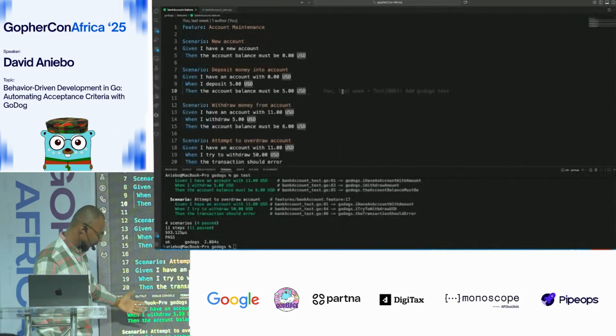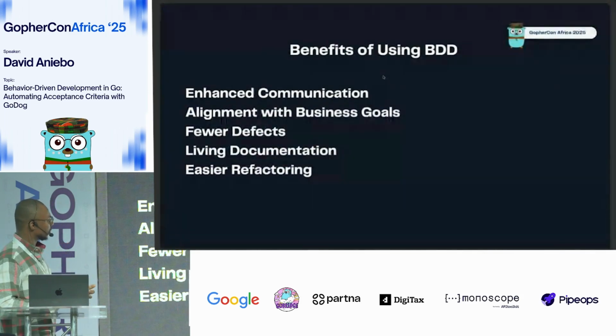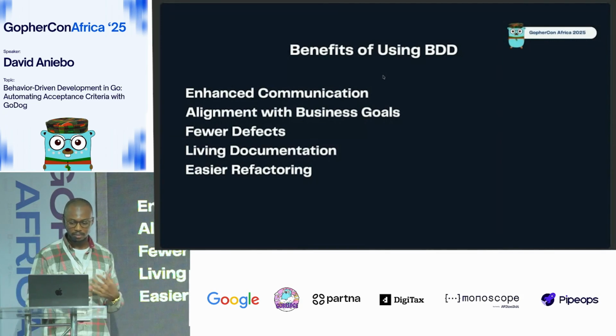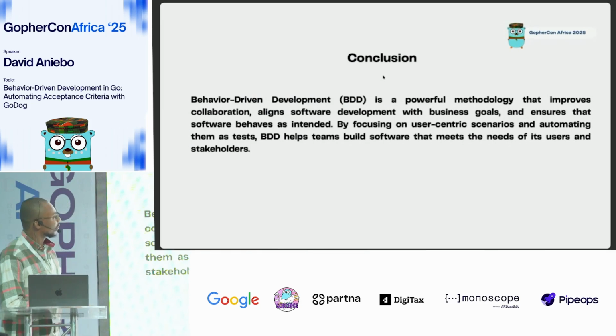Then we have the benefits of using BDD: enhanced communication among teams, alignment with business goals, fewer defects, and a lot of feedback going back and forth. It also helps us create living documentation, and easier refactoring. You can go back to our scenario when we have any changes and just apply them. And yeah, that's the end of my talk, and basically the conclusion.